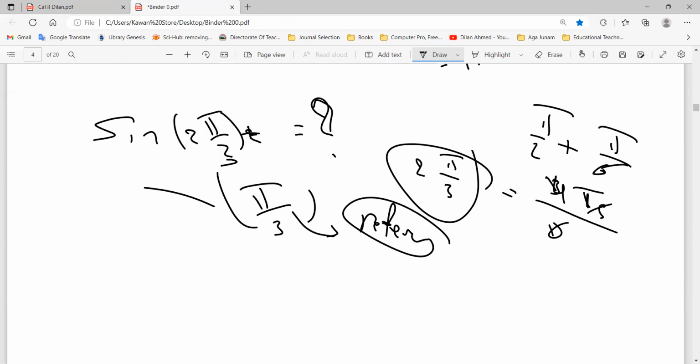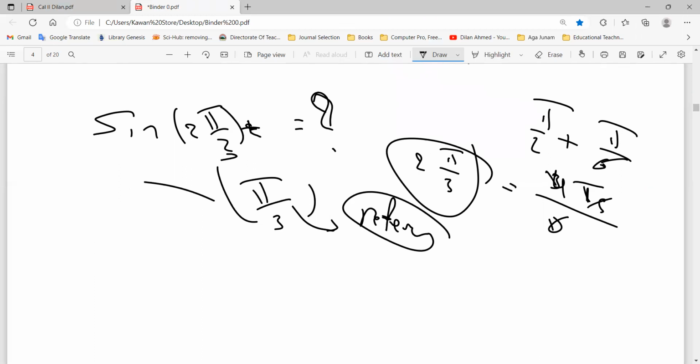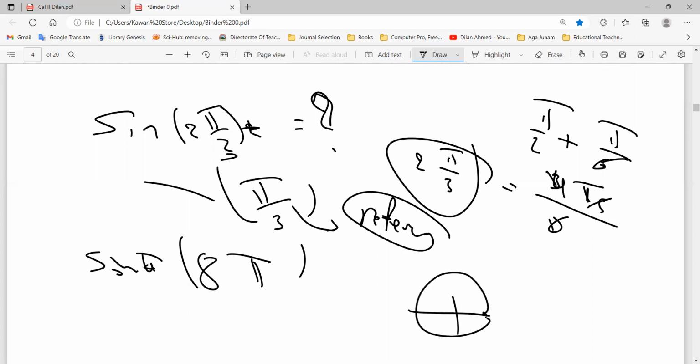When you have a value with pi, which is 180, for example 8 pi, what does it mean? In which quadrant is it? For example, we have 2 pi, 4 pi, 6 pi, 8 pi. So you think of 2 pi or 0 as the same.